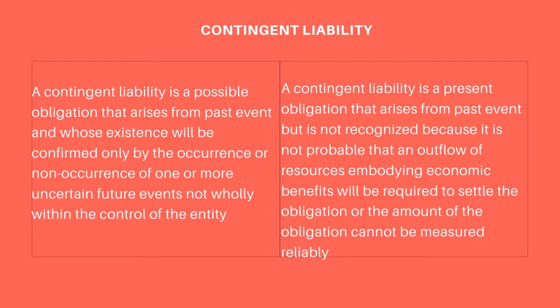The second definition states that a contingent liability is a present obligation that arises from past events but is not recognized because it is not probable. So yung kanina, possible, ito naman not probable. That an outflow of resources embodying economic benefits will be required to settle the obligation or the amount of the obligation cannot be measured reliably.